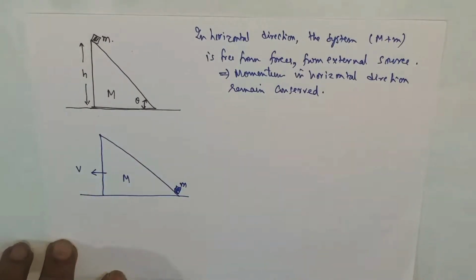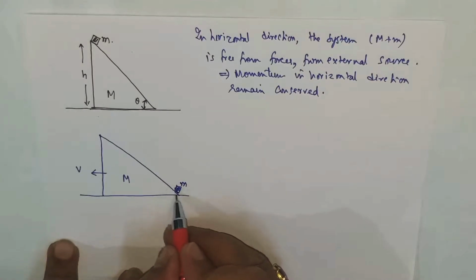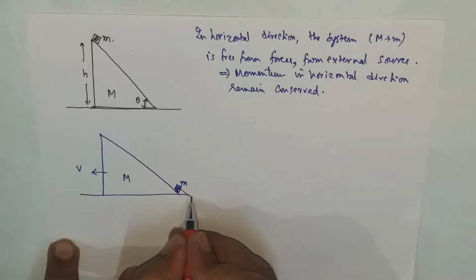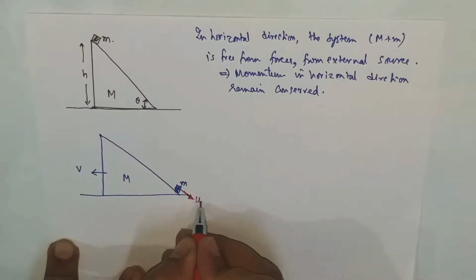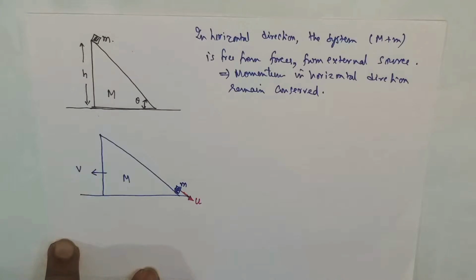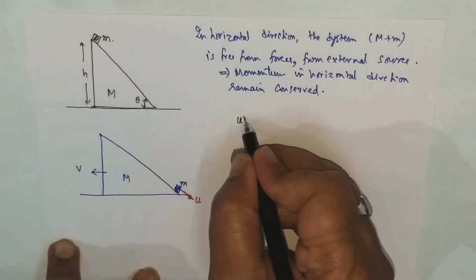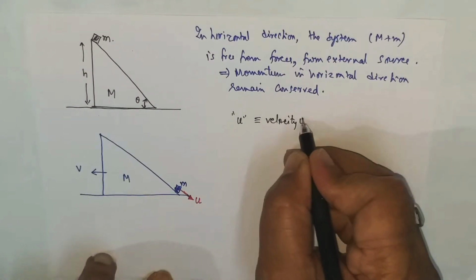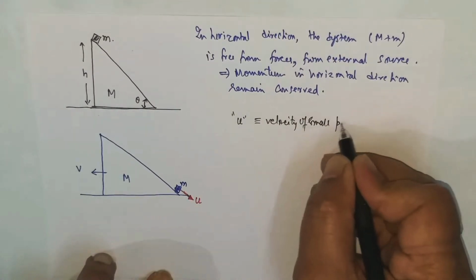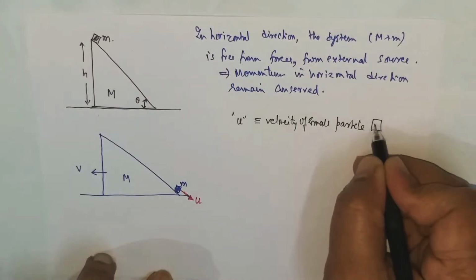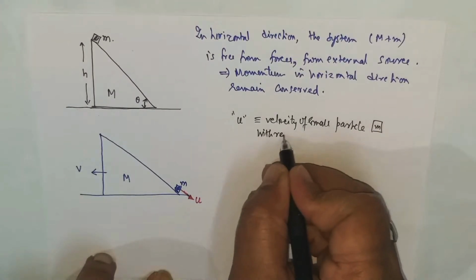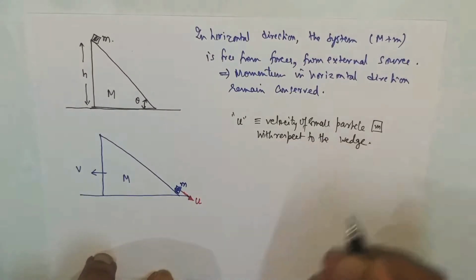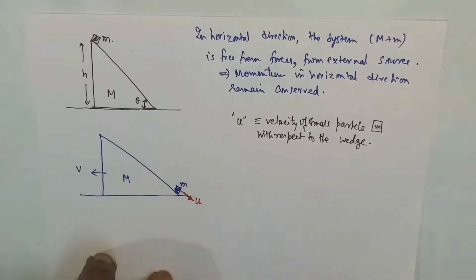Now, till the small m is in contact with this wedge's slanting surface, at that moment let us say the small m is moving with a speed u. Please note that u is the velocity of the small particle, small m, with respect to the wedge. That is, it is not with respect to the ground reference frame, it is with respect to the wedge.